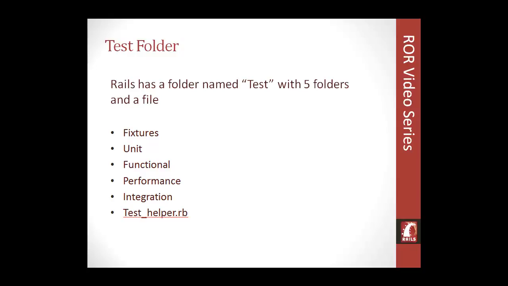So the test folder. All Rails installations come with a folder called test, and within that there's 5 more folders, which are fixtures, unit, functional, performance, integration, and then there's a test helper file. I'll just go through these real quick. Fixtures is basically organization of your tests. It keeps them all in order, and just gives structure to all your tests.